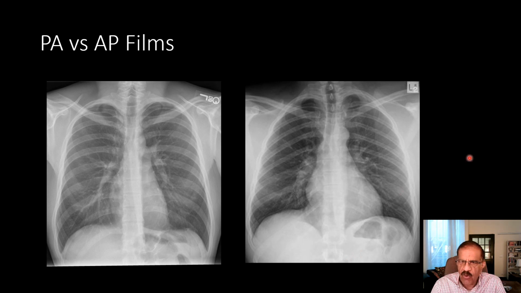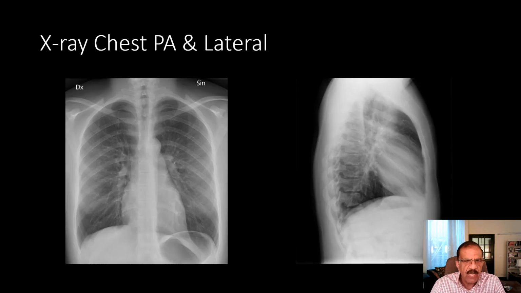Okay, now let's move on. Today I'm going to show you the normal X-rays only. Now this is the PA film versus lateral film. Lateral film, of course, you can identify, as compared to the PA film. This is the lateral film.